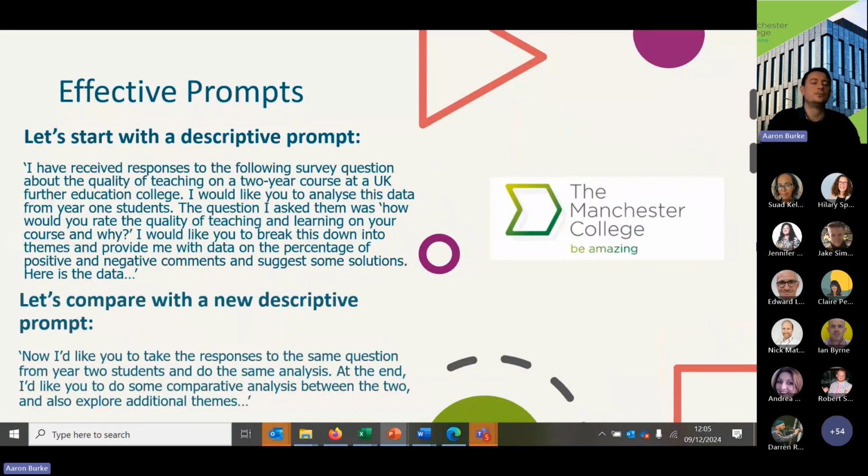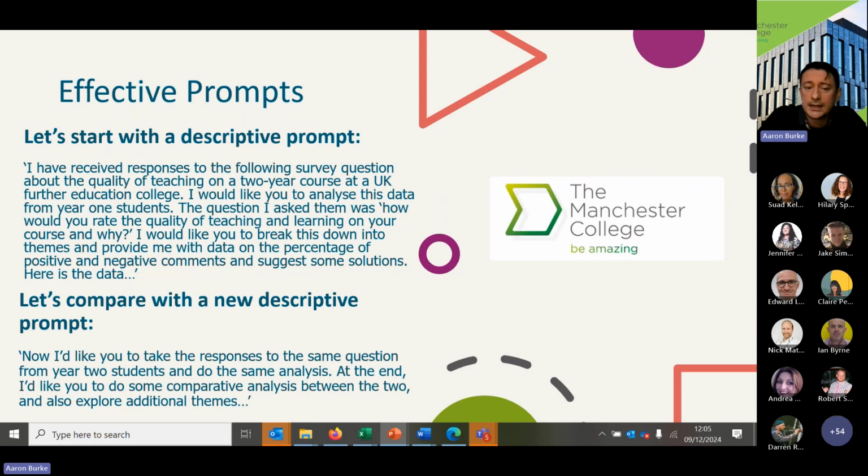Now, what we're going to do is compare that with our year 2 students. So here's a new prompt for it, just following on from that last one that we've already placed in. And this one says, now I'd like to take some of those responses to the same question from our year 2 students and do the same analysis.